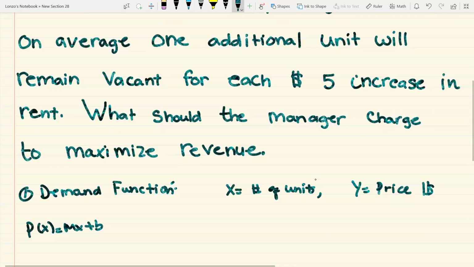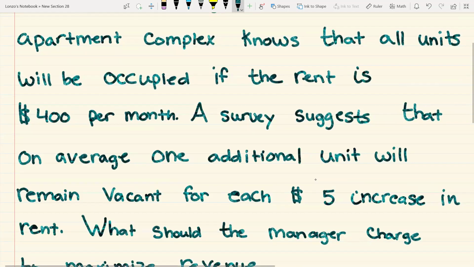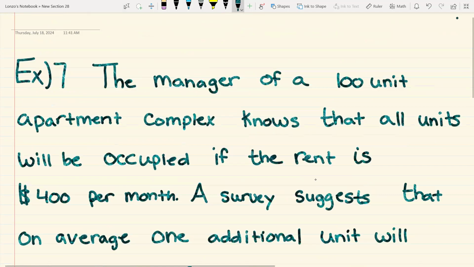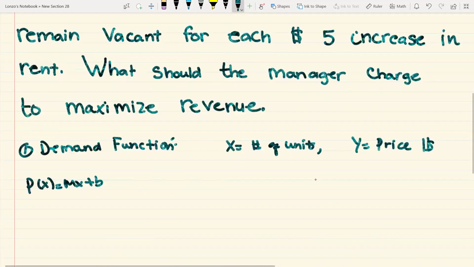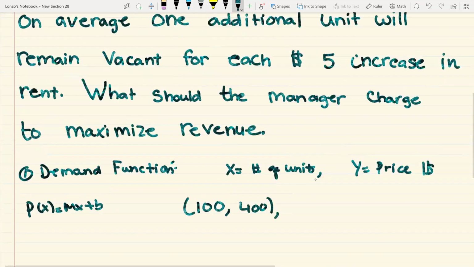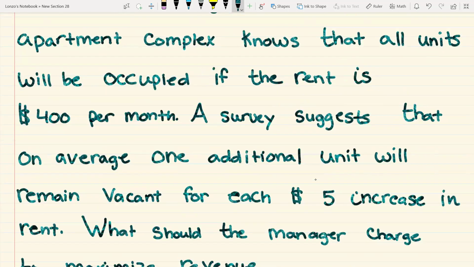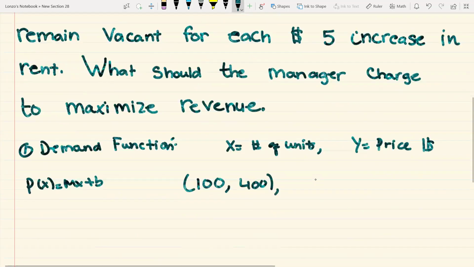The first piece of information says 100 units will be occupied if the rent is $400. So our first coordinate is 100 units and the price is $400. If there was a $5 increase, one unit will remain vacant. That means if they charge 405, one unit will be decreased. So instead of 100 units occupied, 99 units will be occupied, and the rent price will be 405.